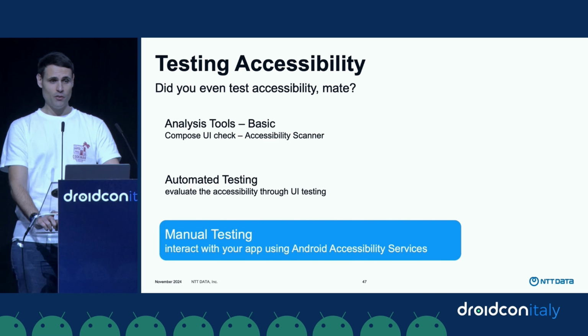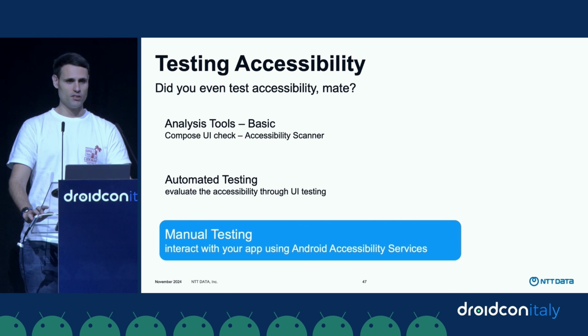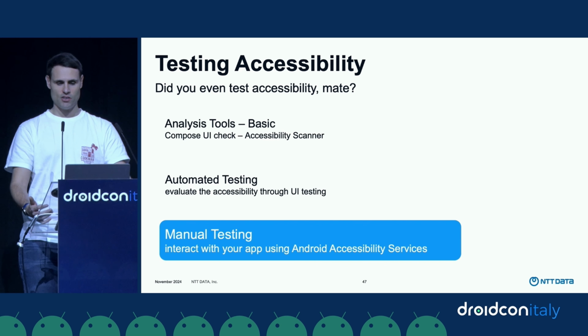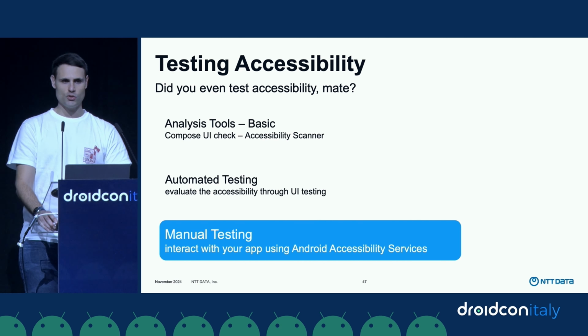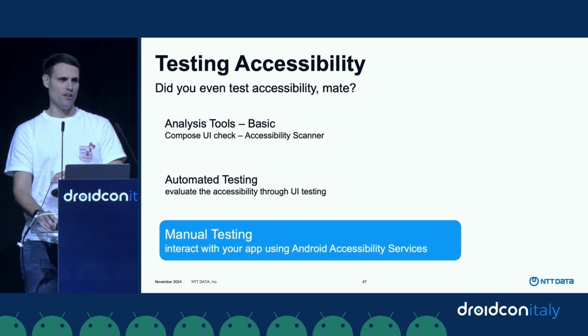And then, last but not least, this is probably the most important of all of them. It is testing your app with accessibility service on, because this helps to check the overall experience of the user and highlights some areas of improvement.